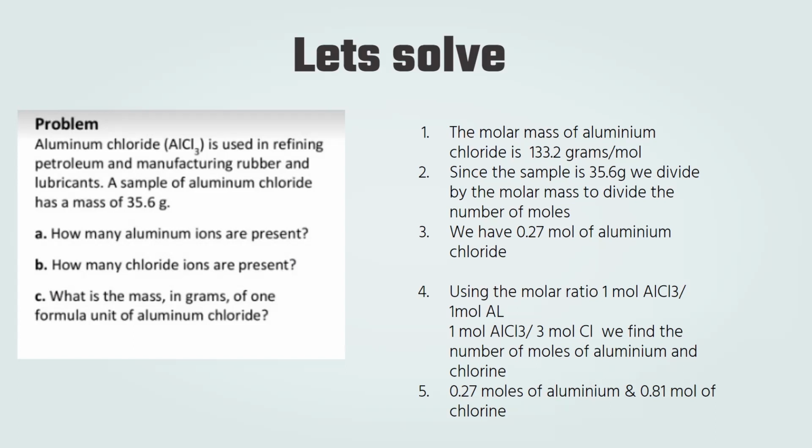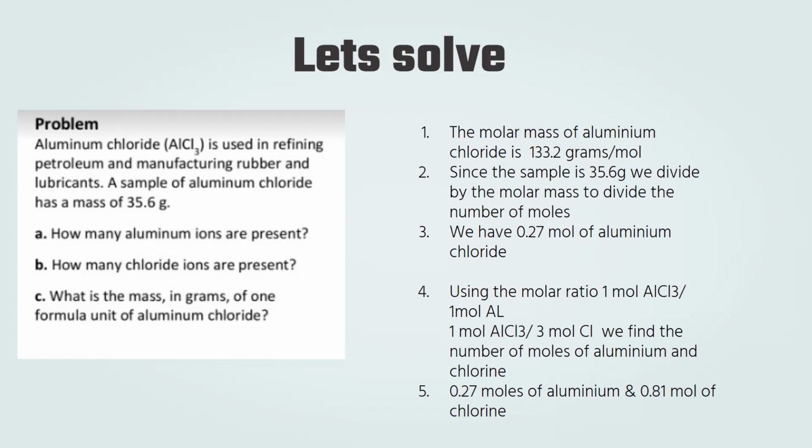Now let's take the molar mass of chlorine multiplied by 3 and add it to the molar mass of aluminum. That way we'll find out that the molar mass of aluminum chloride is 133.2 grams per mole. Now, since the sample is 35.6 grams, let's divide 35.6 grams over 133.2 grams to find out the amount of moles that we are dealing with. When we do that, we find out that the sample consists of 0.27 moles of aluminum chloride.